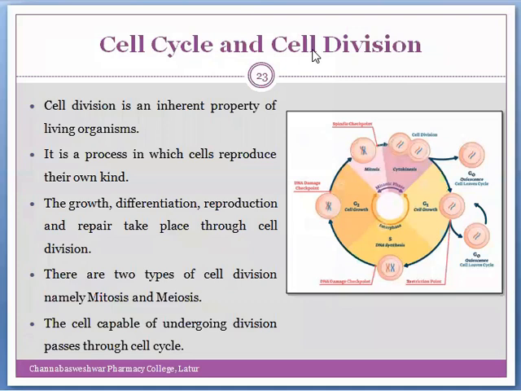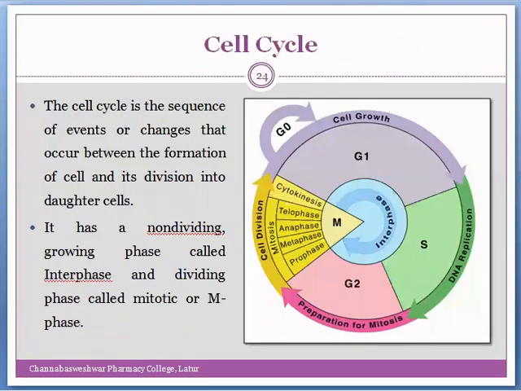So cell division consists of two types, that is mitosis and meiosis. And the cell which is capable of undergoing division, that division occurs through the cell cycle. Means there is one cycle of events that occurs during cell division. What are the various steps we will discuss. Next we'll discuss the cell cycle. Through this cell cycle, cell division occurs.